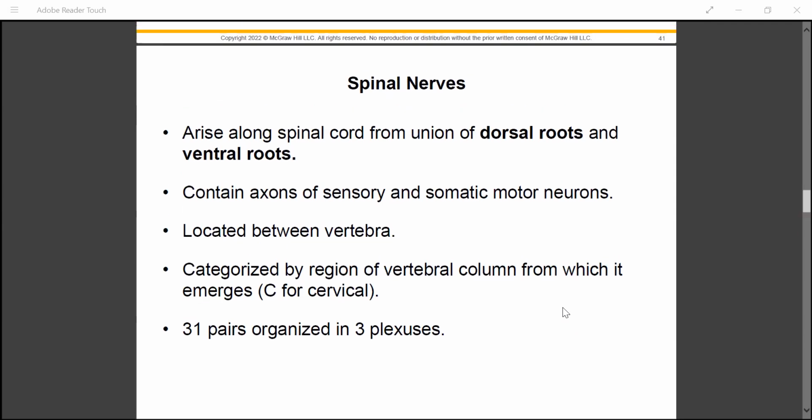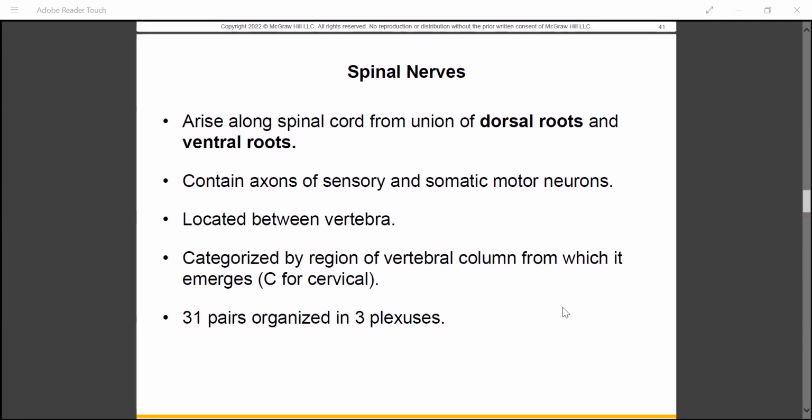So remember we said with spinal nerves that these are going to arise from both our dorsal and ventral roots. So they're going to have both sensory and somatic motor neurons. And remember, our vertebrae are each individual level at our spine, and the way they're stacked, in between each vertebrae there's what's known as a lateral foramen, where nerves are going to be able to exit. So each level has its own nerve, and they're named by the level that they emerge from.